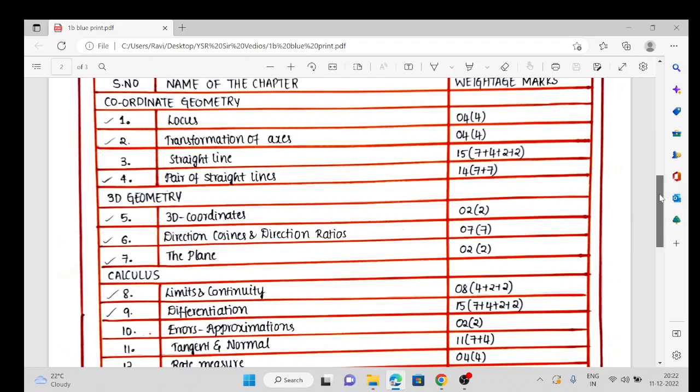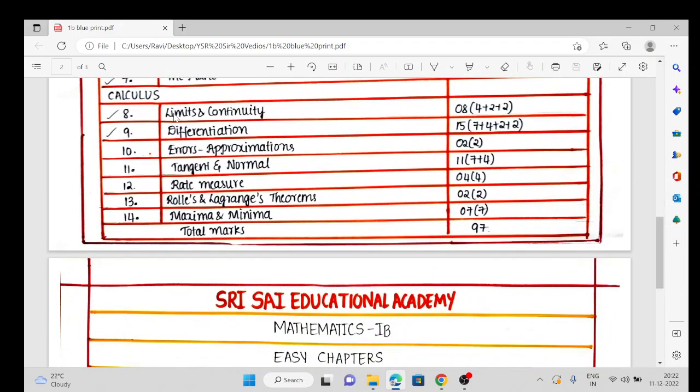Next comes the calculus part. In calculus, one very important topic is limits and continuity, and its weightage is 8 marks, 1 SAQ, 2 VSAQs. ఒక షార్ట్ ఆన్సర్ క్వశ్చన్ వస్తుందమ్మా, రెండు వెరీ షార్ట్ ఆన్సర్ క్వశ్చన్స్ వస్తాయి. టోటల్ వెయిటేజ్ వచ్చరికి 8 మార్క్స్ వస్తుంది.